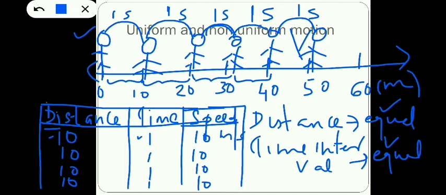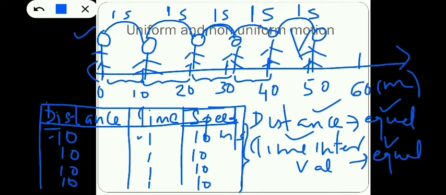So what do you mean by uniform motion, or how will you define uniform motion? Uniform motion is a type of motion in which the object covers equal distances in equal time intervals. And what will be the speed of the object in uniform motion? Yes, speed will be constant. The object will be moving with a constant speed when it is in uniform motion.